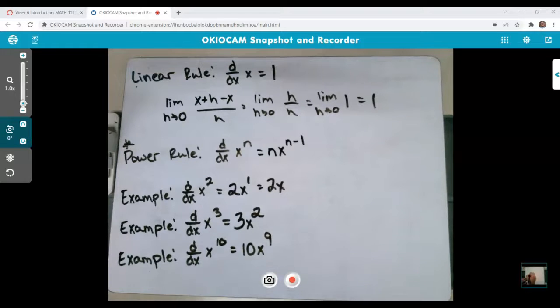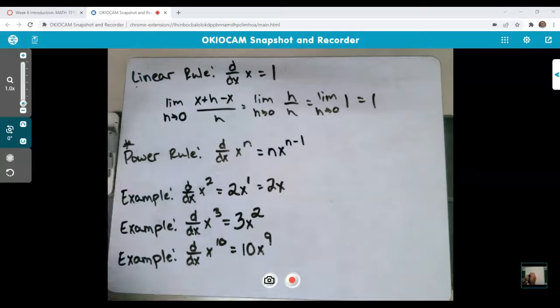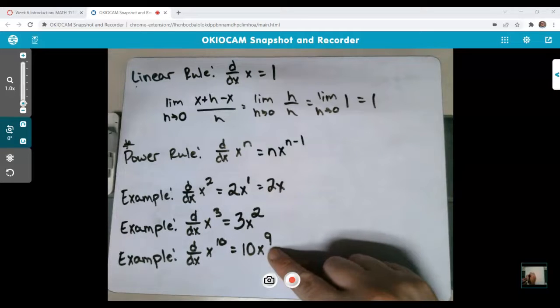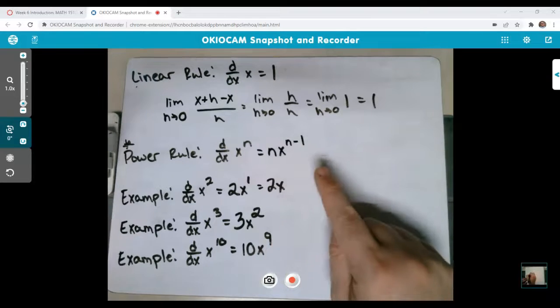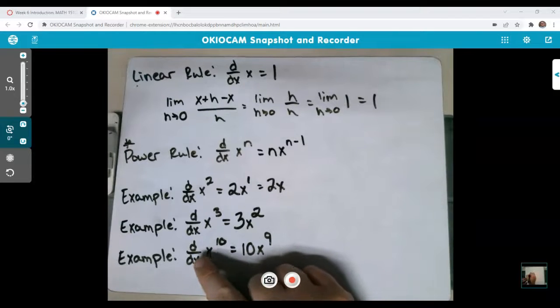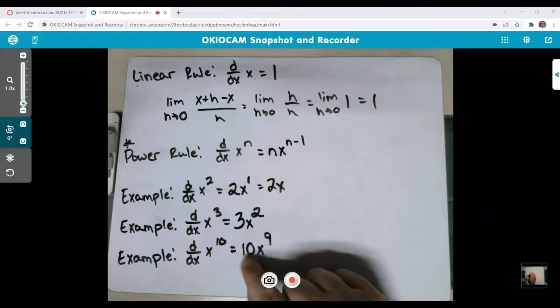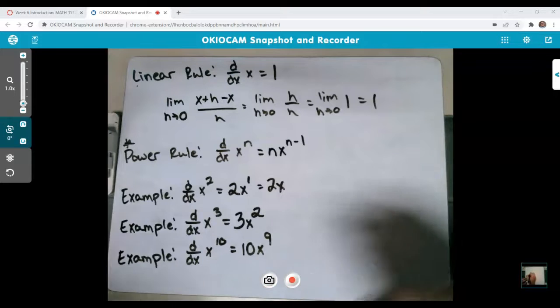So like I said, this is a very helpful rule, because if I had done this the long way, I would have had to have done x plus h to the 10th, which would have been humongous, right? All just to break it down and get this, right? So doing the power rule saves us a lot of time. Again, just bring my power down to the front, decrease my power by 1. So 10 minus 1, x to the 9th.